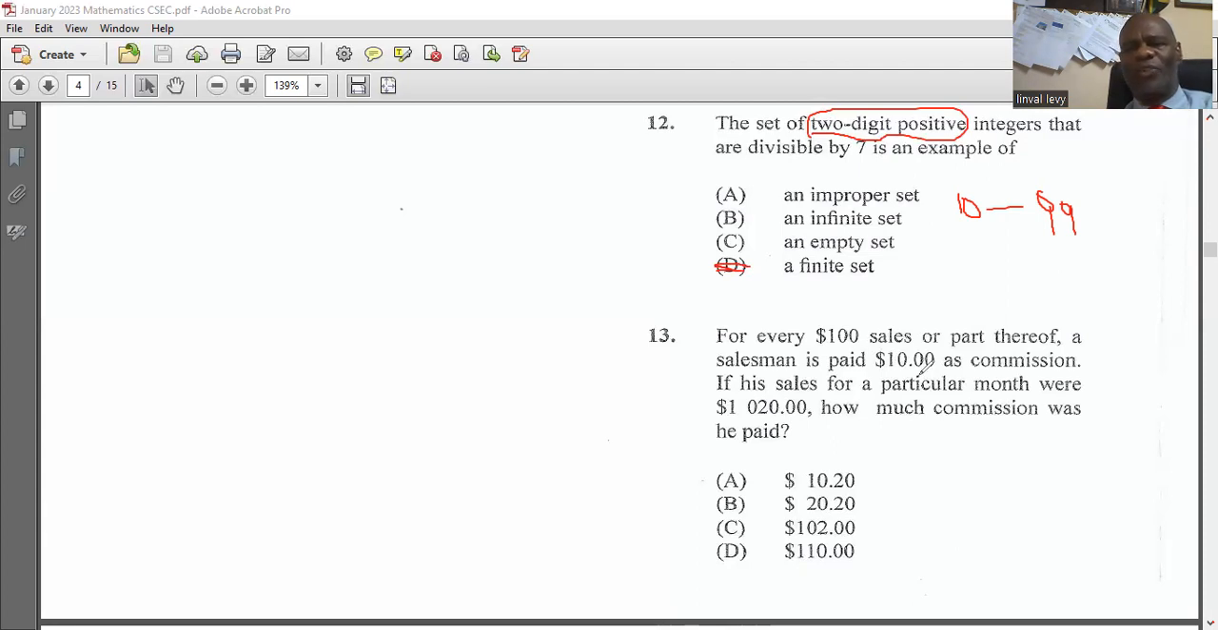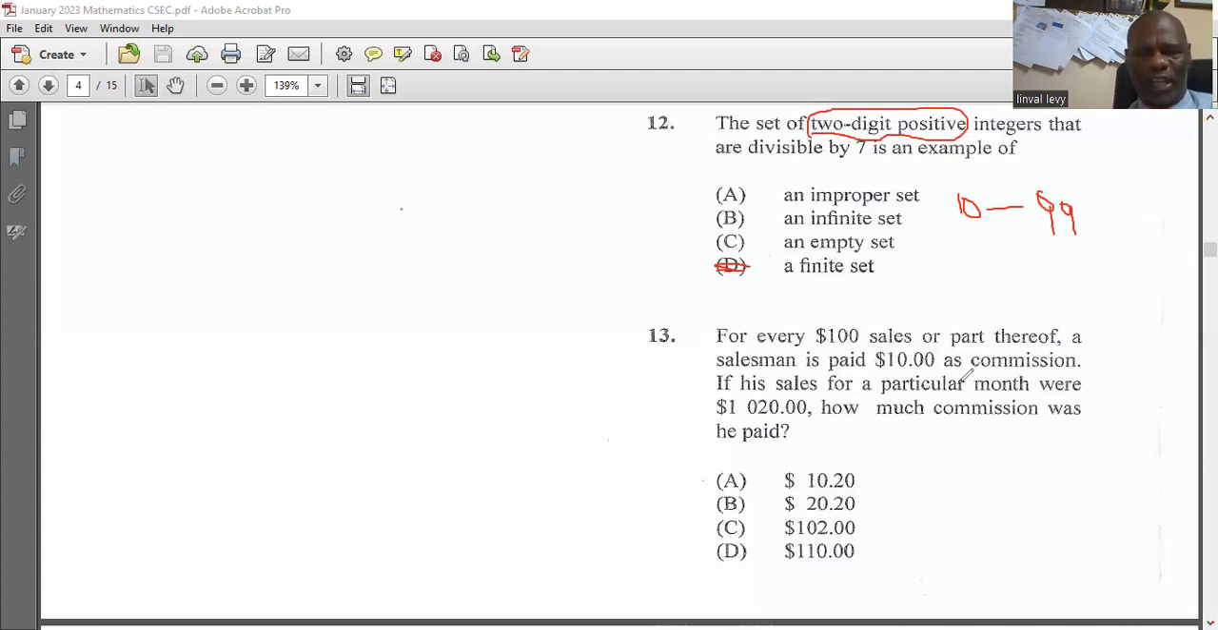Okay. Now for every $100 sales or part thereof, a salesman is paid $10 as commission. Commission is pay you get on top of your regular base fee. You used to have a flat rate, and then the commission depends on what you sell. If his sales for a particular month were $1,020, how much commission was he paid?